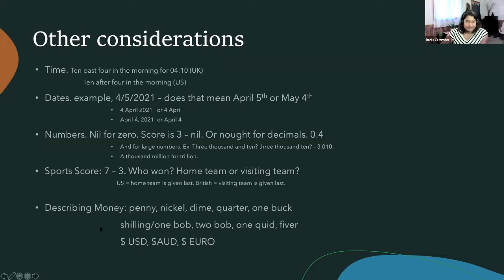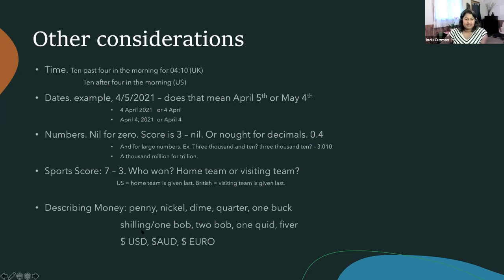And describing money. Penny, nickel, dime, quarter, or $1. This one, my gosh, you're going to catch me and see how I do it. Penny is 1 cent. A nickel is 5 cents, a 5-cent coin. A dime is a 10-cent coin. Quarter is a 25-cent coin. And $1 is $1. You'll say $1, $2, $3.